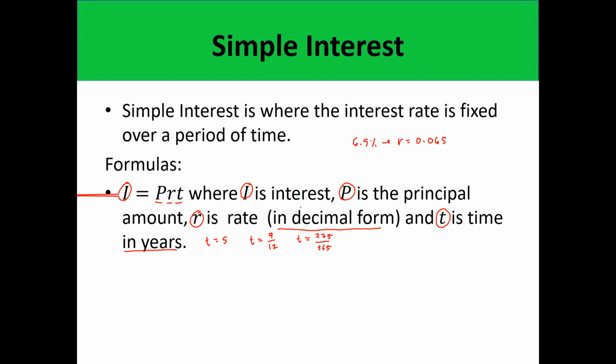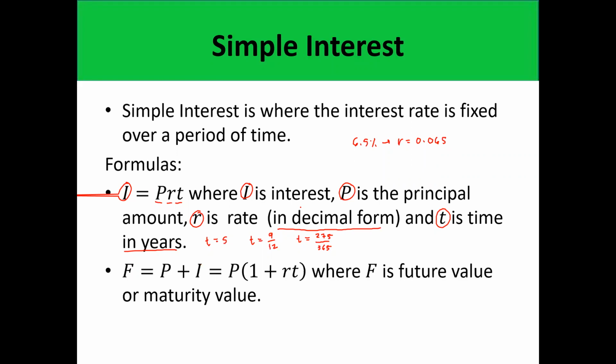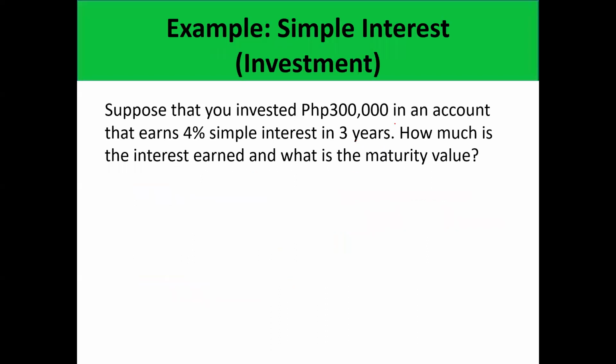Now, if you want to know the amount of money after the investment or the total amount to be paid for borrowing problems, then we shall compute for the maturity value, capital F. And this maturity value is also referred to as the future value. This maturity value F is computed using the formula: the amount of the principal plus the interest earnings or interest charges. And this can also be computed using the formula P times the quantity of 1 plus rate times time.